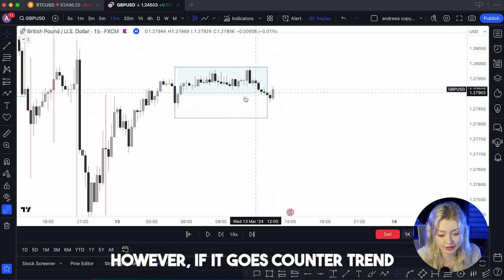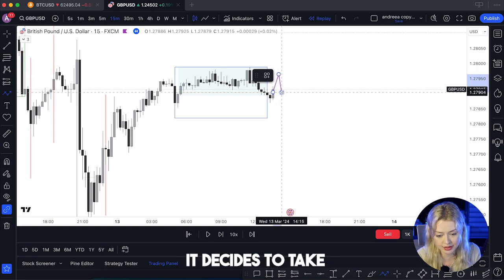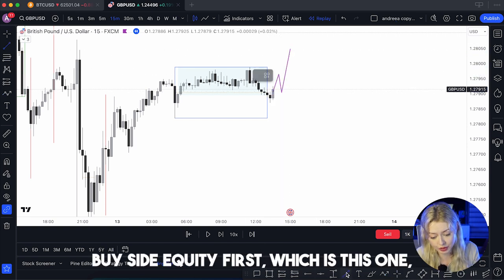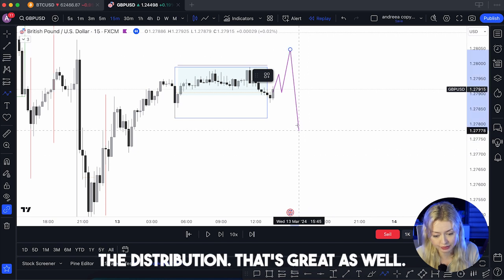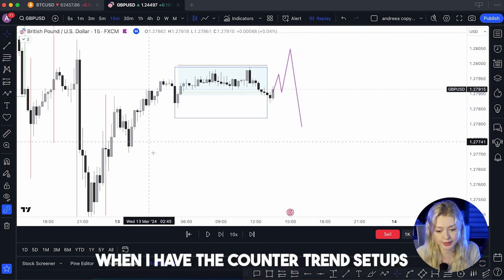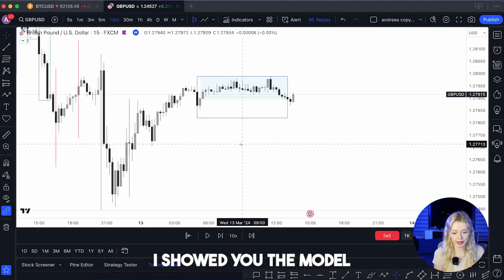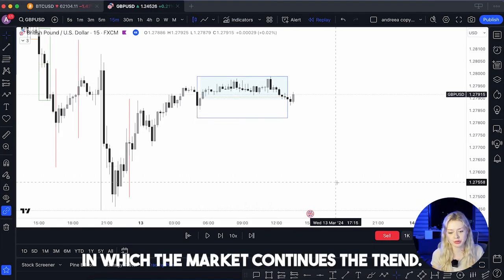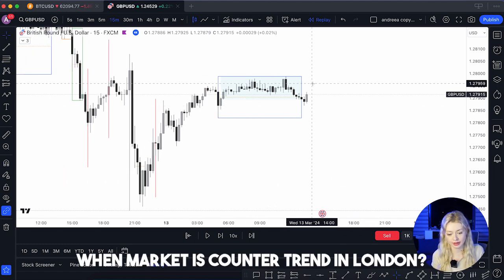However, if it goes counter trend, if it's the time, for example, first it decides to take the buy side liquidity first, which is this one, and then the sell side liquidity, the distribution, that's great as well. However, when I have the counter trend setups during the day, alright, so first of all, I showed you the model in which the market continues the trend, but what happens when the market is counter trend in London?